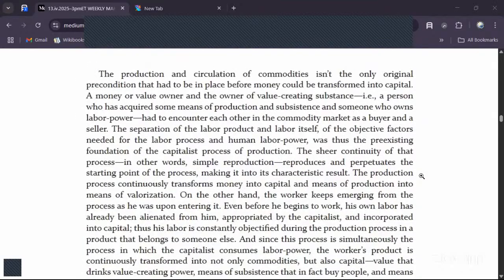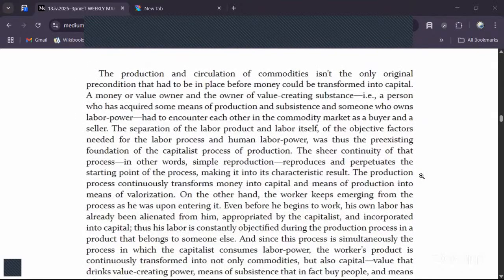The production and circulation of commodities isn't the only precondition that had to be in place before money could be transformed into capital. A money or value owner and the owner of value-creating substance, i.e., a person who has acquired some means of production and subsistence, and someone who owns labor power, had to encounter each other in the commodity market as a buyer and as a seller. The separation of the labor product and labor itself, of the objective factors needed for the labor process and human labor power, was thus the pre-existing foundation of the capitalist process of production.